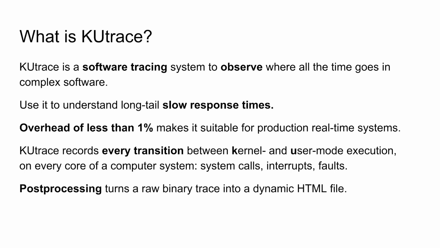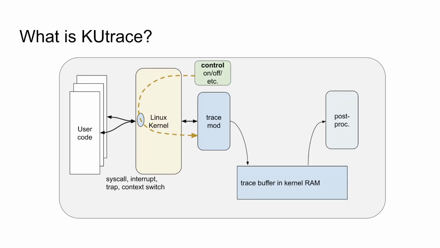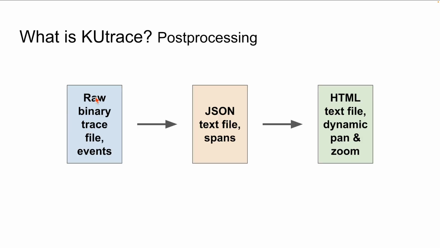Here's how it's designed. Over here on the left, there's user code running, lots of arbitrary programs. As they do system calls, interrupts, etc., they go through a small number of patches in the Linux kernel, which record through a loadable module trace entries for each event into a trace buffer, and then that buffer is later post-processed into pictures that you can look at. So the raw binary trace goes to a JSON file, which you can also write grep or awk scripts to look for interesting combinations, and an HTML file.